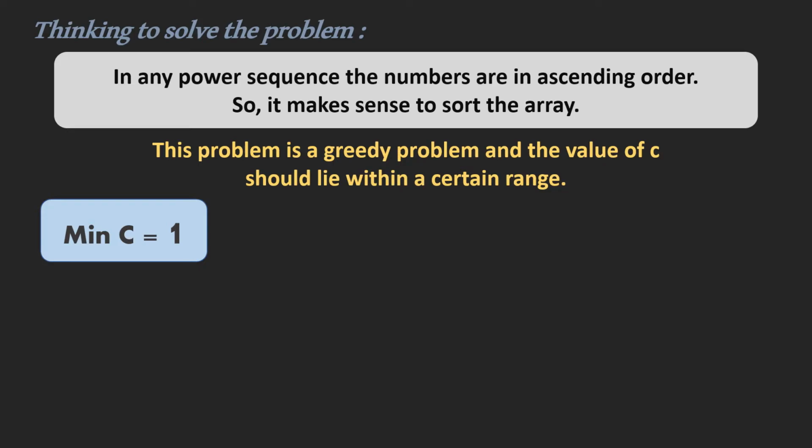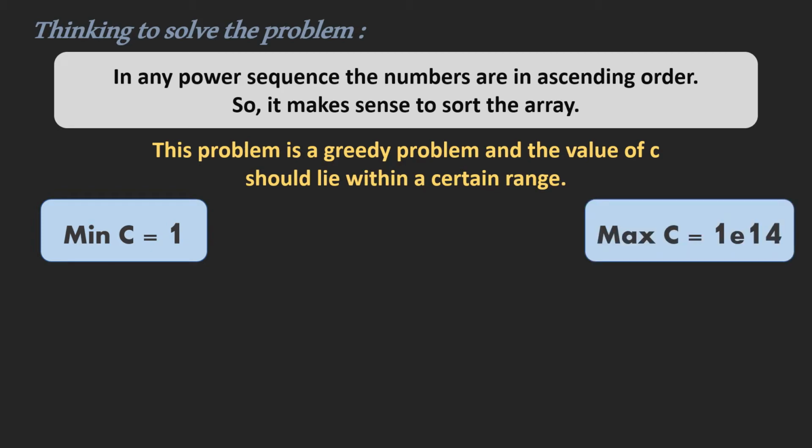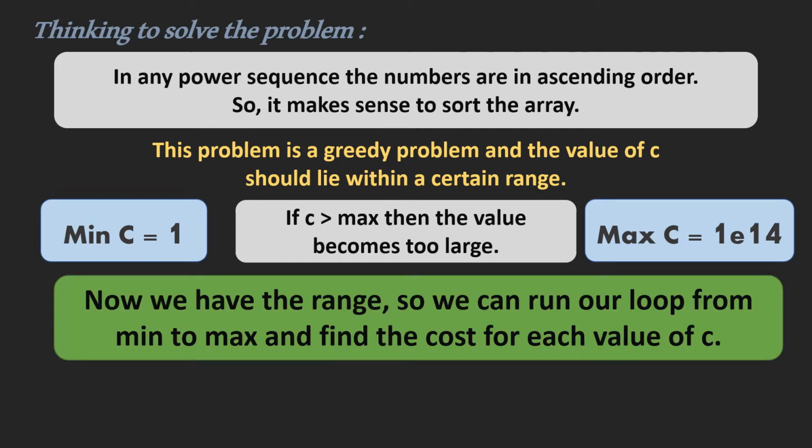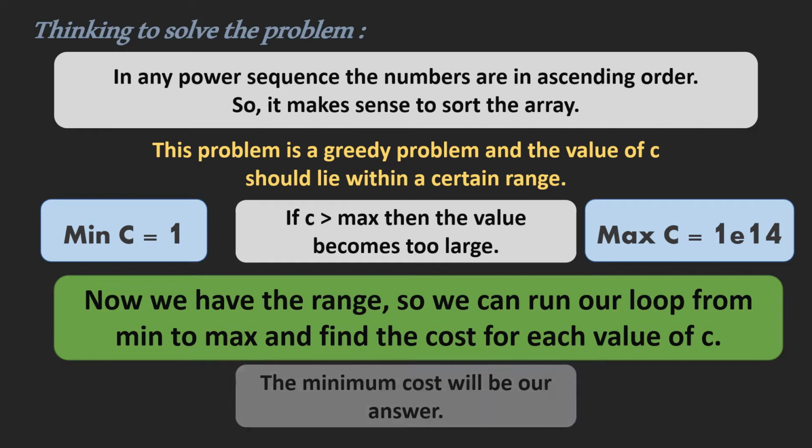Minimum value can be 1. We can have a power sequence of 1. The maximum value can be 10 raised to 14. Any value larger than this might become too large and we may run out of bounds. So our answer should be within this range. Now we can run our loop within this range and find the cost for each value of c. The minimum cost will be our answer.